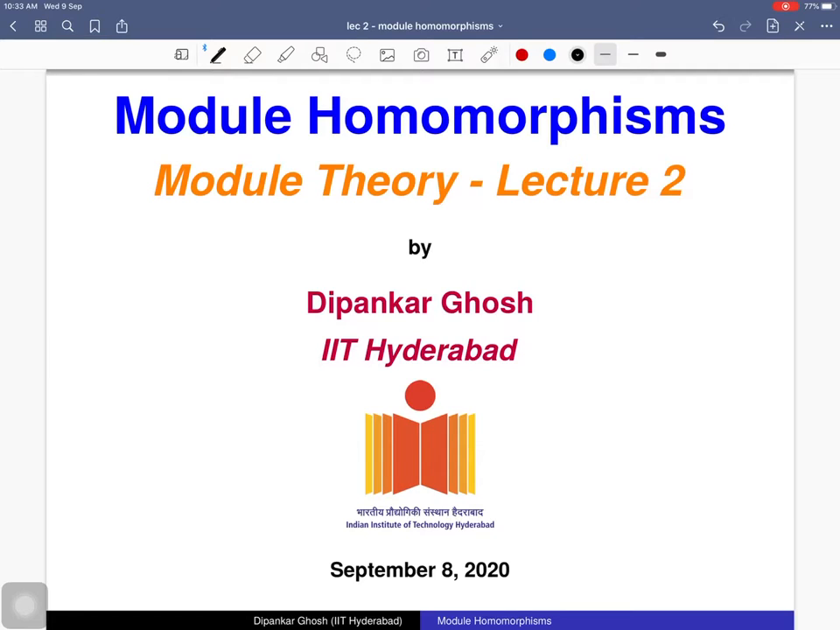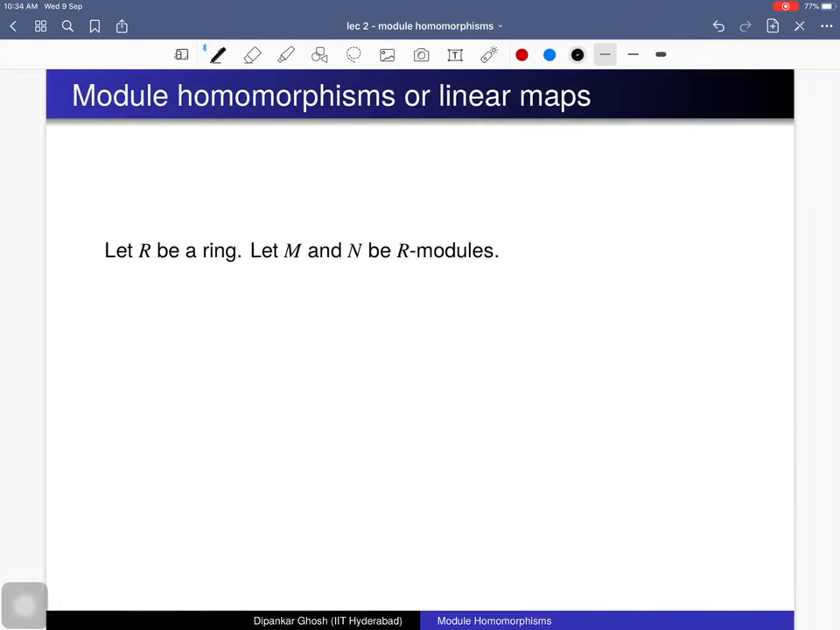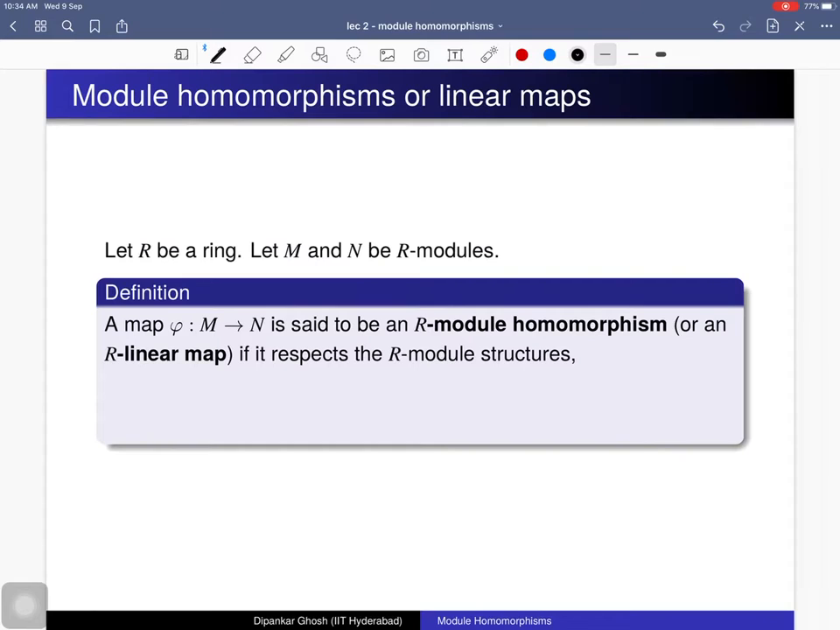What is a module homomorphism? The definition is the same as a linear transformation, but in this case both the domain and codomain are modules. So we start with the definition of module homomorphism. Let R be a ring and M and N be two R-modules. Then a set map phi from one module M to another module N is said to be an R-module homomorphism, or an R-linear map, if it respects the R-module structures.